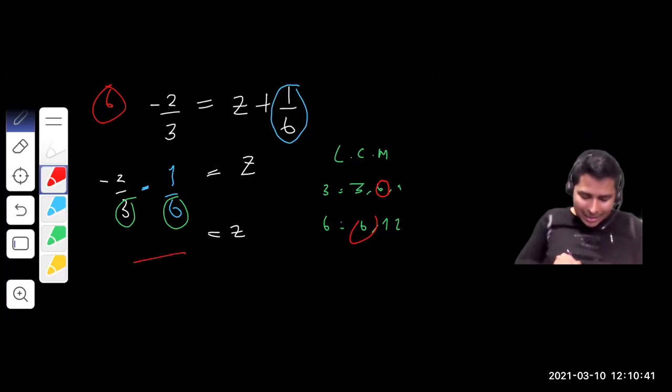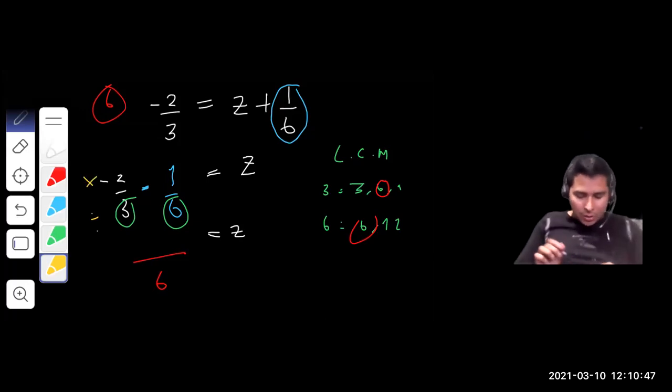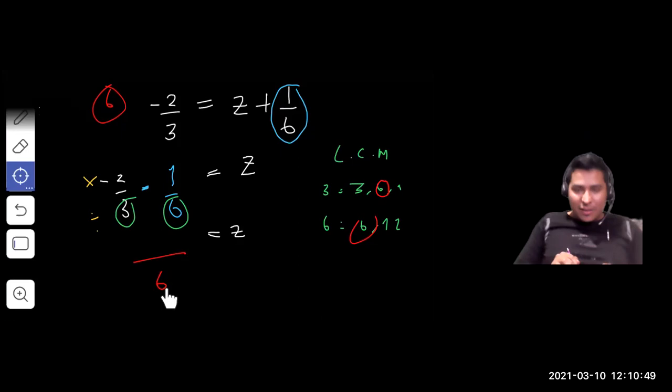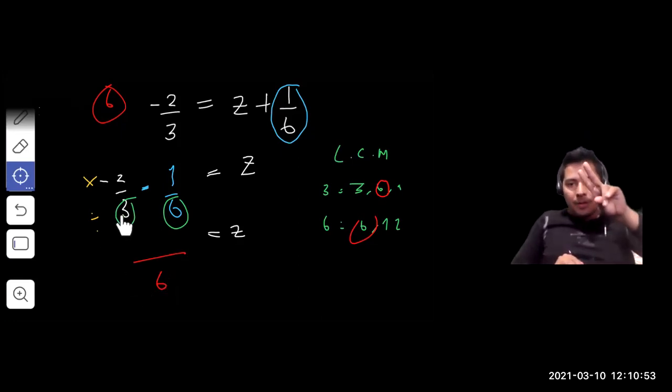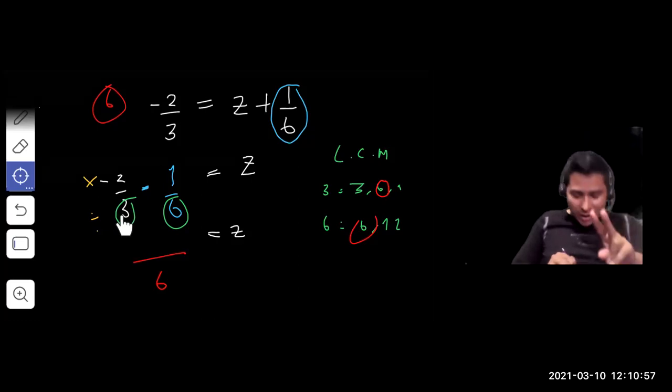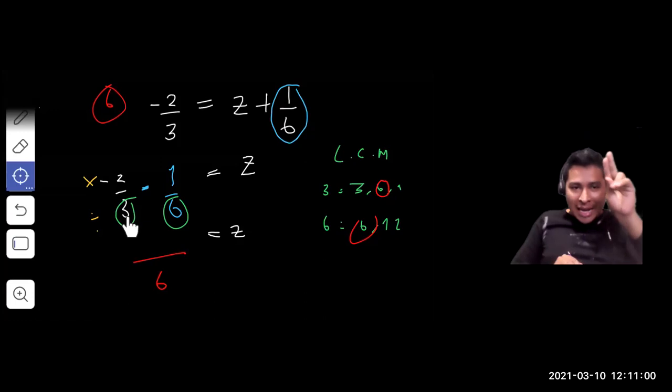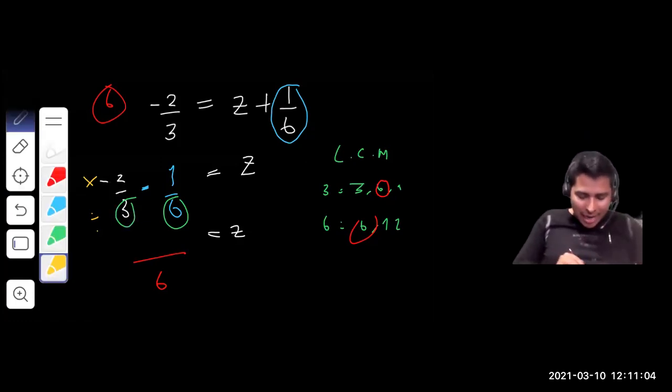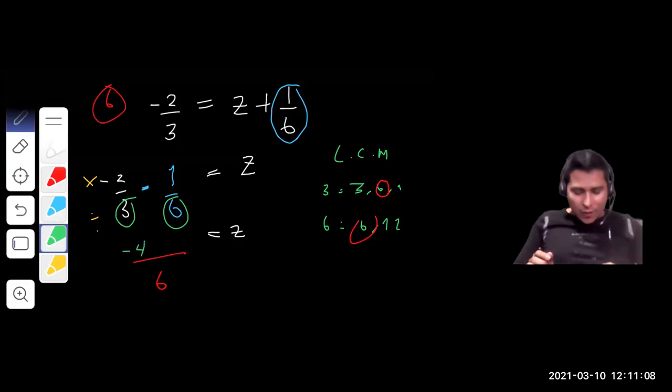And then, guys, we are going to divide and multiply, exactly what we did. Let's do that. 6 divided by 3 is 2. Then 2 multiplying negative 2. 2 times negative 2 is negative 4. Excellent.